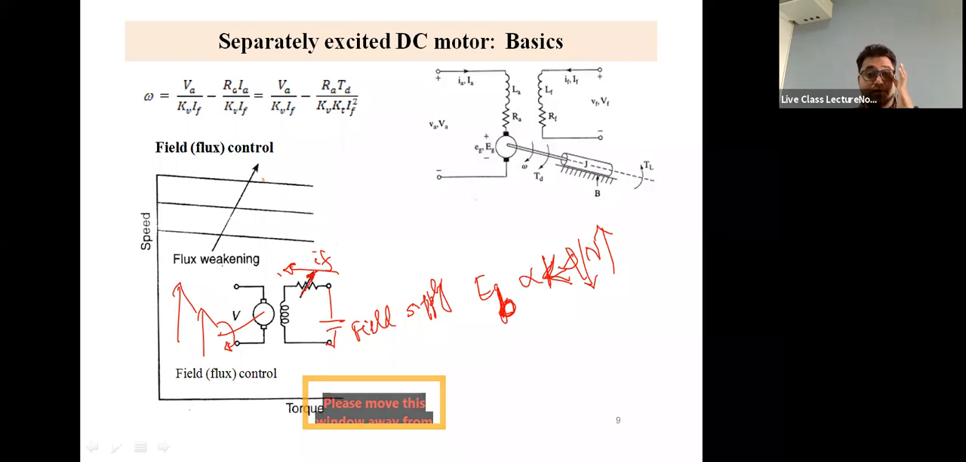There also, if you just decrease the field current, the speed will increase. However, there is a big problem: if you weaken the field too much, too many sparks will come in, and so this is very dangerous. So better not to go for a separately excited motor. We go for the shunt type of DC motor.